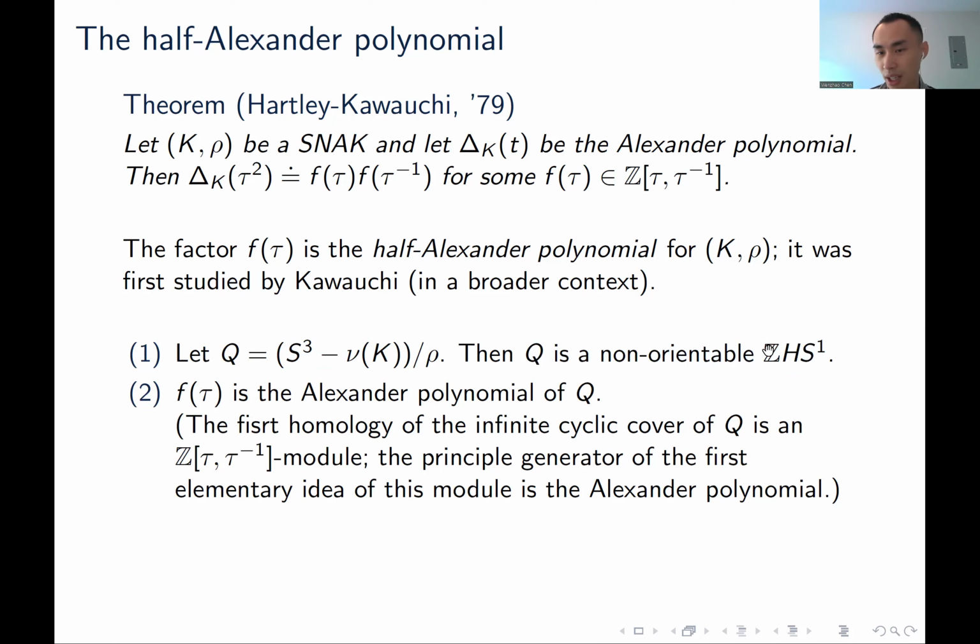Once you have an integer homology S1, you can define the Alexander polynomial of this manifold using the standard machinery. Basically, you look at the infinite cyclic cover of Q, and the first homology of that infinite cyclic cover is now a Z[tau, tau^-1]-module, where the tau action is induced by the deck transformation. And the principal generator of the first elementary ideal here is the Alexander polynomial.